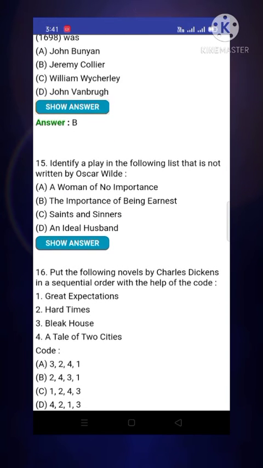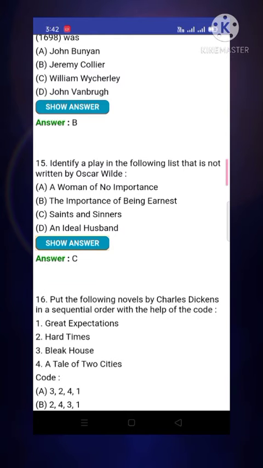Okay, 15th question. Identify a play in the following list that is not written by Oscar Wilde. The work we have to identify is the one that has not been written by Oscar Wilde, and the correct option is Saints and Sinners. This literary work is not written by Oscar Wilde.